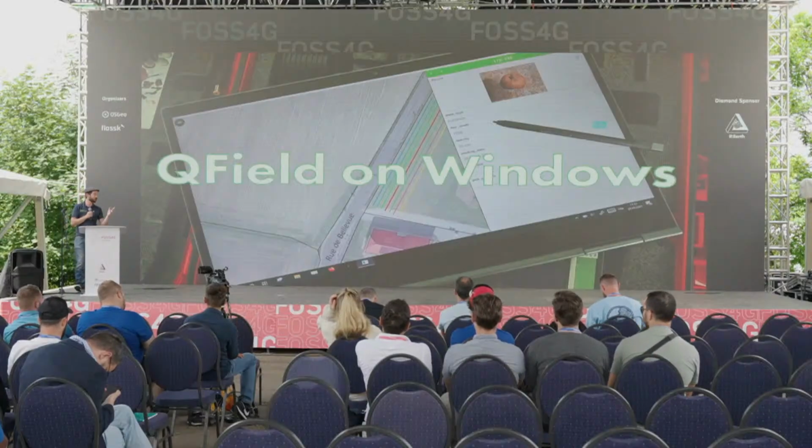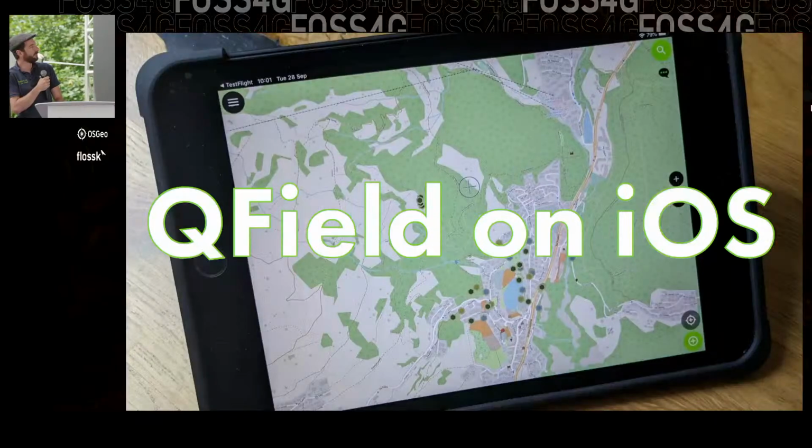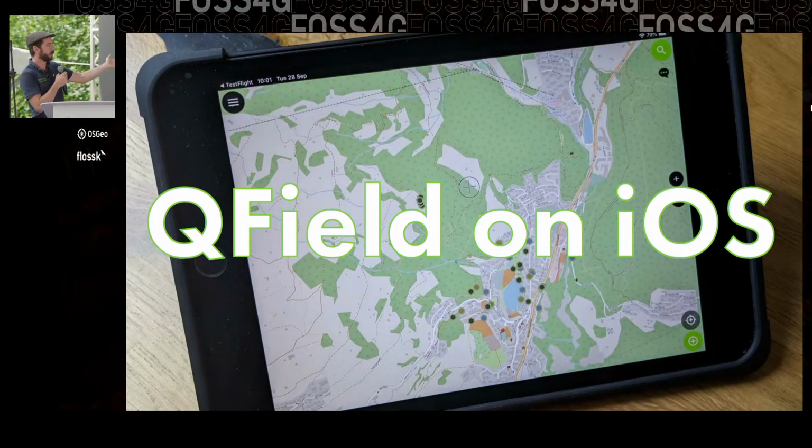Supported platforms: more or less recently, QField on Windows is available, which is, I think, quite handy when you configure a project, so you can quickly test it without putting your project onto a mobile device. You can just directly test it on Windows. It's also available for Mac and for Linux, in case you happen to have one of these like I do. And finally, next to Android, which we support forever, it's also available on iOS.